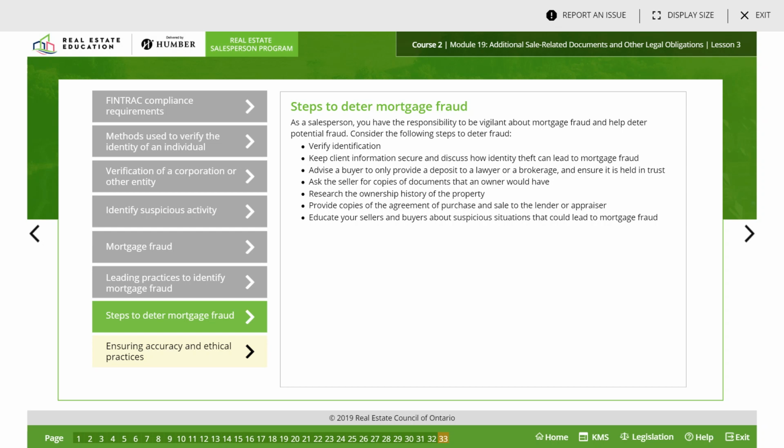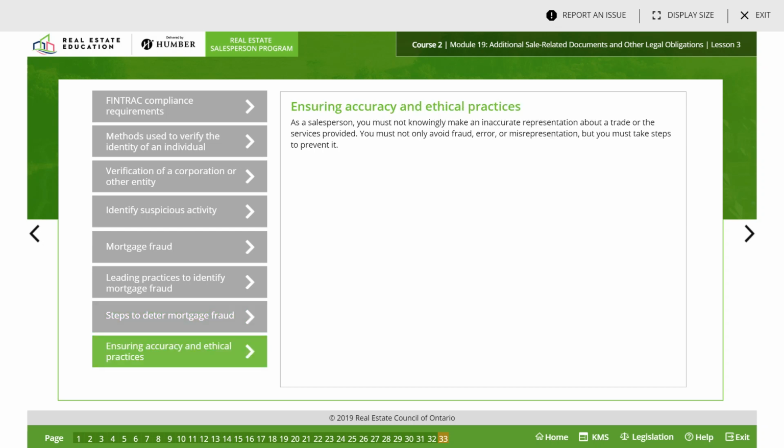Steps to deter mortgage fraud. You have the responsibility to be vigilant about mortgage fraud and help deter potential fraud. Consider the following steps to deter fraud: verify identification, keep clients' information secure, and discuss how identity theft can lead to mortgage fraud. Advise a buyer to only provide a deposit to a lawyer or brokerage and ensure it is held in trust. Ask the seller for copies of documents that an owner would have. Research the ownership history of the property. Provide copies of the agreement of purchase and sale to the lender or appraiser. Educate your sellers and buyers about suspicious situations that could lead to mortgage fraud.